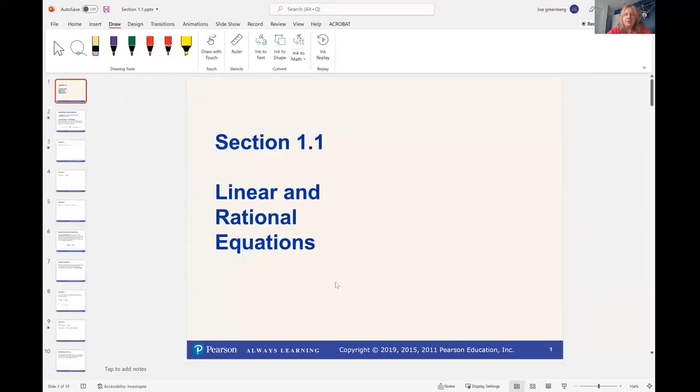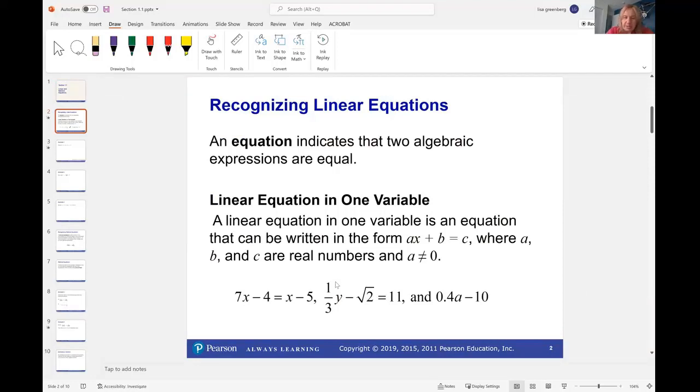I want to just go through and explain what a linear equation is. An equation indicates that two algebraic expressions are equal. Whenever you see something where you have an equal sign, you call that an equation. A linear equation in one variable is an equation that can be written in the form ax plus b equals c, where a, b, and c are real numbers. And most important, a can't be equal to 0.